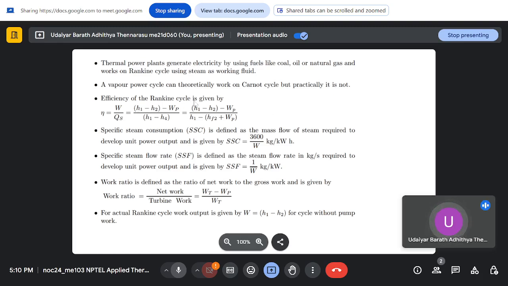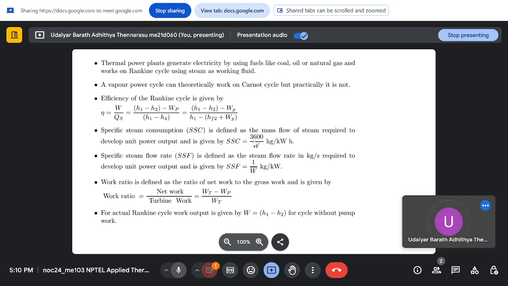So the efficiency of the Rankine cycle is given by work divided by Qs, the heat supply. So work is h1 minus h2, the specific turbine work, minus the pump work. This is all in specific quantities, so you have to multiply by mass if you want. Then there is a term called specific steam consumption. The specific steam consumption is defined as the mass flow of steam required to develop unit power output. We require this in kilograms per kilowatt-hour.